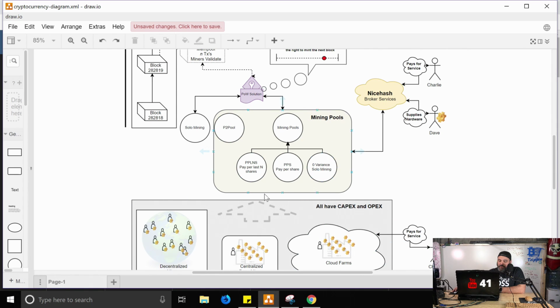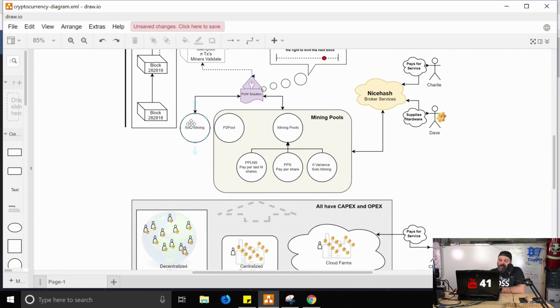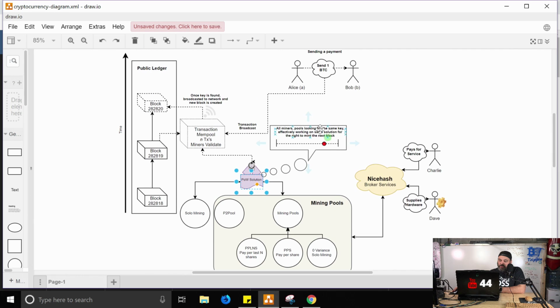Now we get into mining pools. So why do people go to pools? Well, you had the option in the beginning to do solo mining, which essentially is you pointing your miner to the network, and you are taking a chance at this little purple box here. This little purple box is going to be the theme that we're going to go through a couple times here, of you looking for a solution.